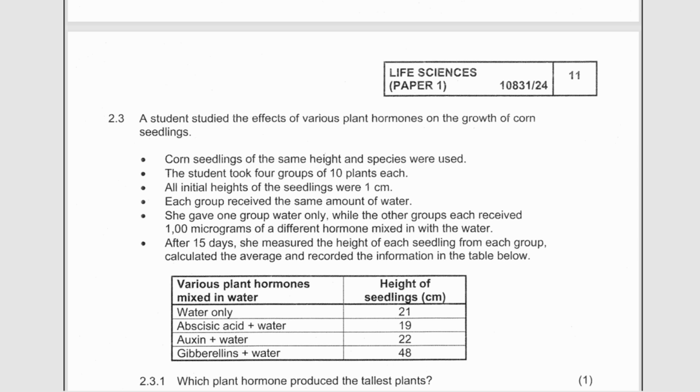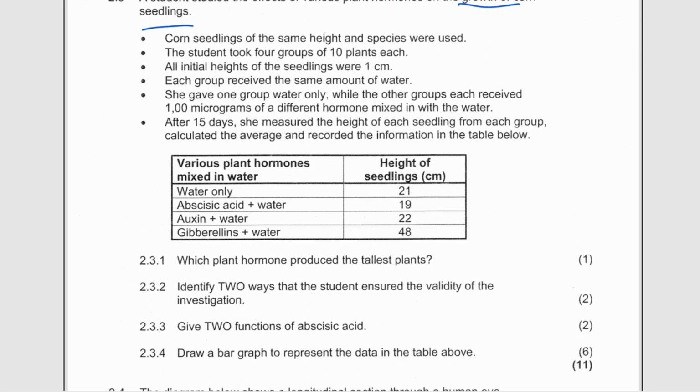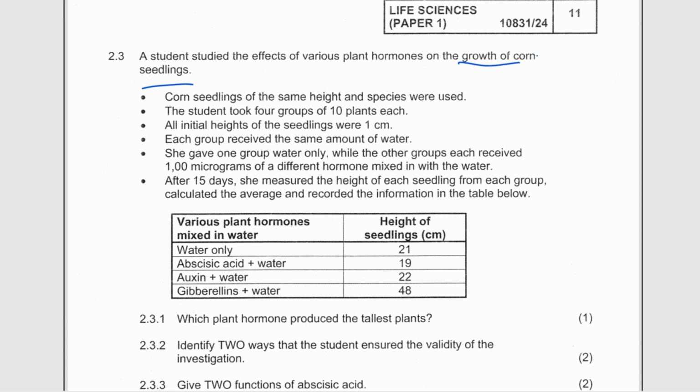Then we go to question 2.3. They're saying that students studied the effect of various plant hormones on the growth of corn. I say that this one is going to come as an investigative question. The initial height of the seedlings is 1 centimeter. Each group received the same amount of water. This is very important, because it could be the validity. Same amount of water.